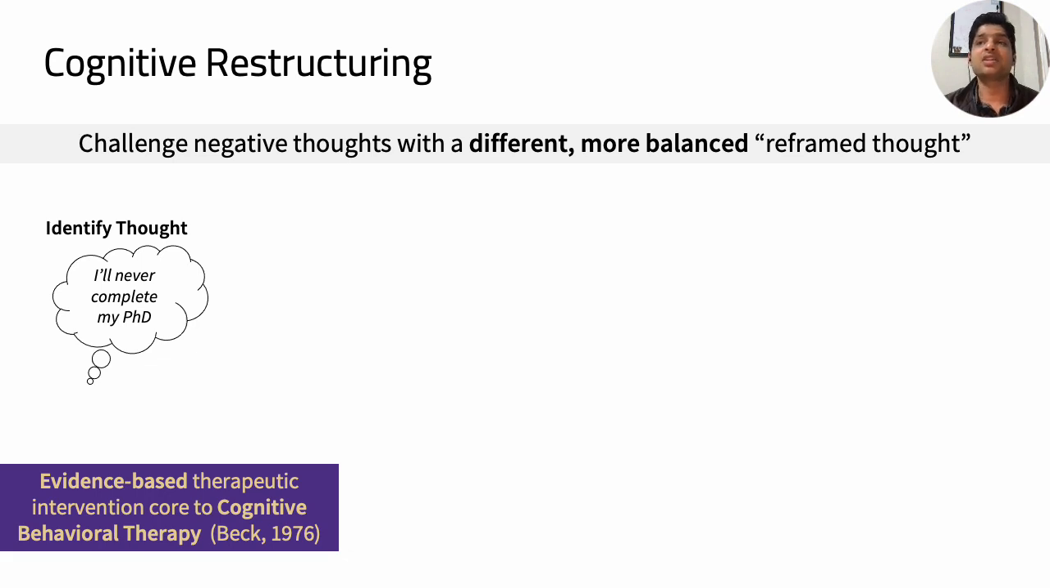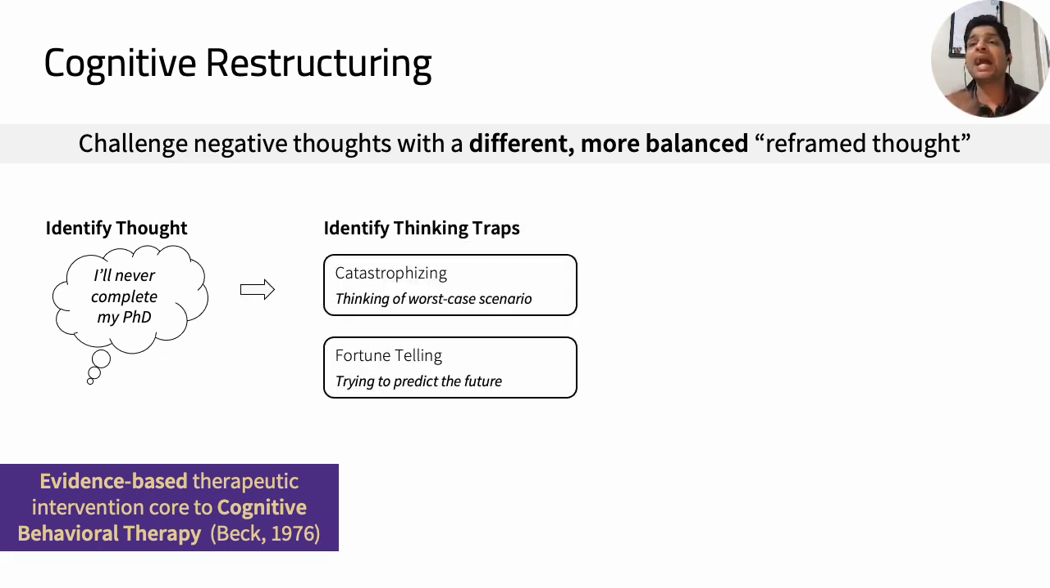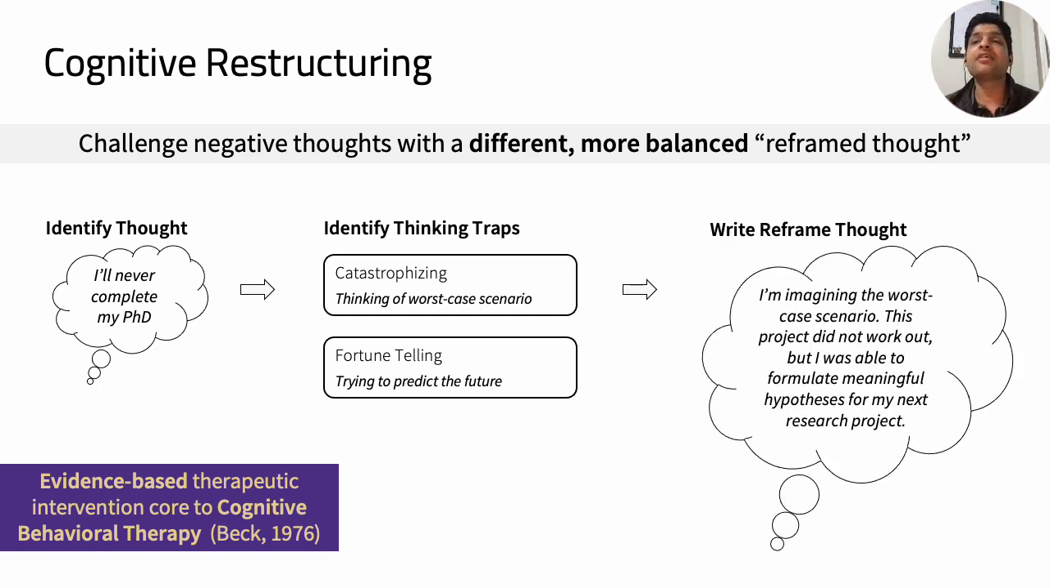Now, in order to reframe this thought, first we can help them identify the thinking traps that their thought has. For instance, the thought might have different distorted patterns of thinking, which is why it might be emerging. Let's say this particular thought is falling into catastrophizing, which is thinking of the worst case scenario. And it's also falling into fortune telling, where you're trying to predict the future. So based on these thinking traps, what we next try to do is write a reframe that addresses them. In this case, one way in which the student can reframe their thought could be to say something like, I'm imagining the worst case scenario. This particular project did not work out, but I was able to formulate meaningful hypotheses for my next research project.